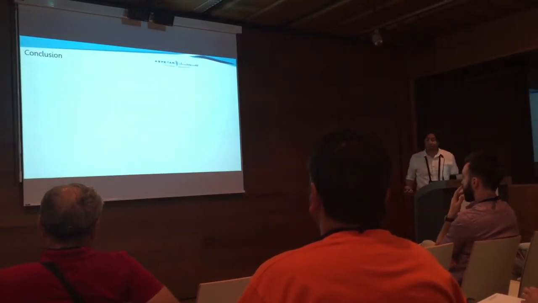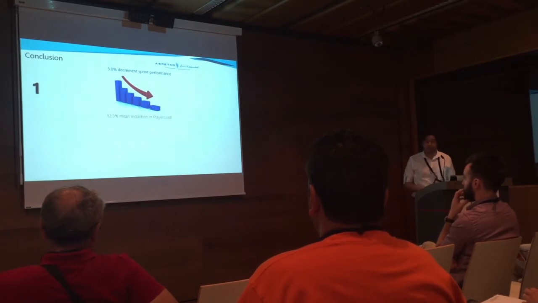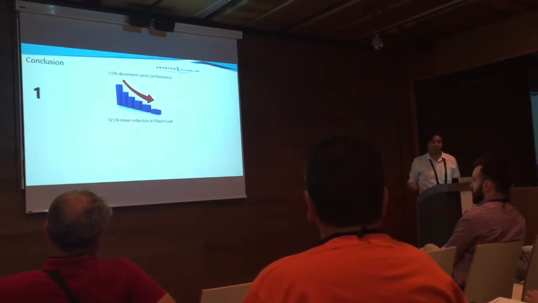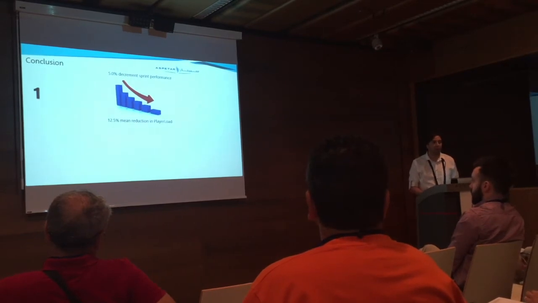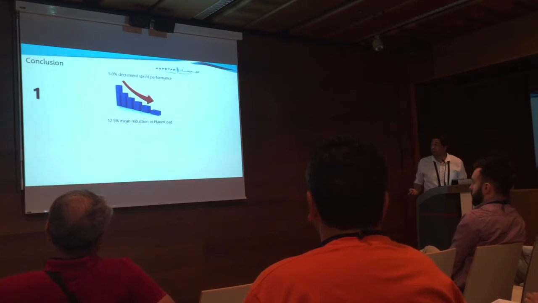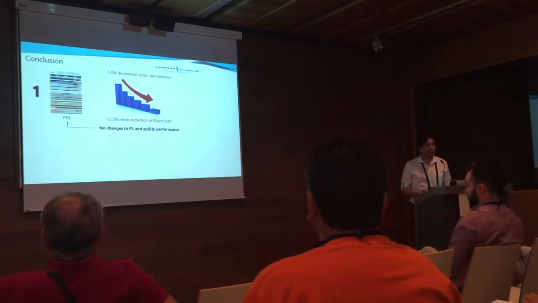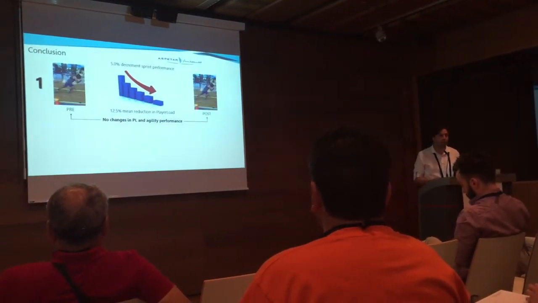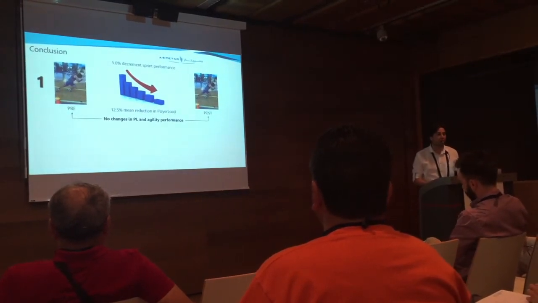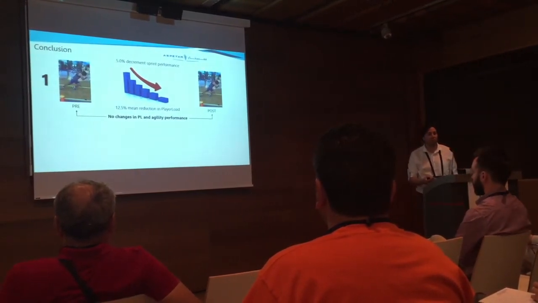So in conclusion, a 5% decrement in sprint performance equated to a mean reduction in player load of 12.5%, and players were indeed reduced to fatigue. However, this threshold was not sufficient to cause significant change in player load and agility performance on subsequent unplanned tasks.